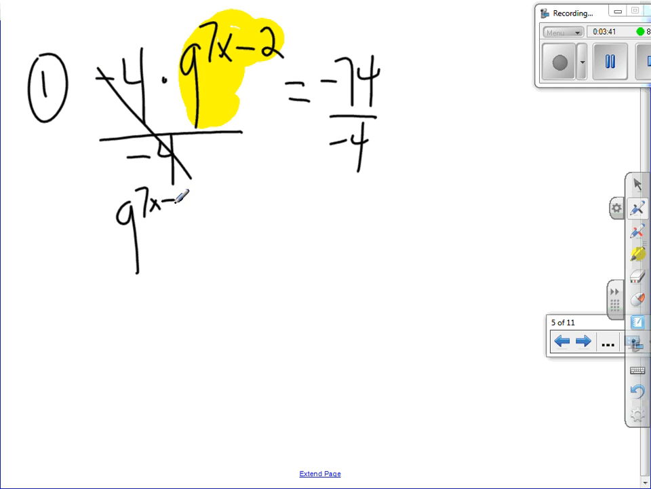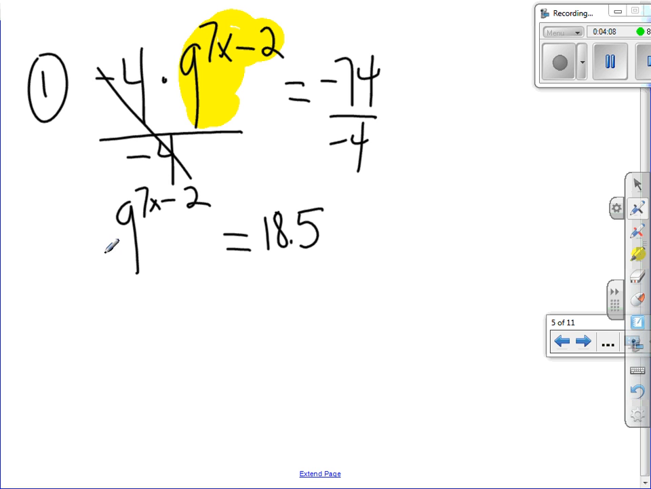9 to the 7x minus 2 is going to drop down, and -74 divided by -4 is what? Let's see, 37 over 2, so that would be 18.5. All right, so step 1 was to isolate the thing that has the variable, the letter. We've done that. Step 2 in our process is that now we have to free our exponent.